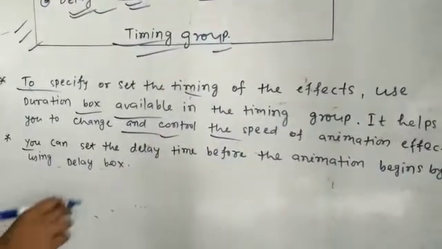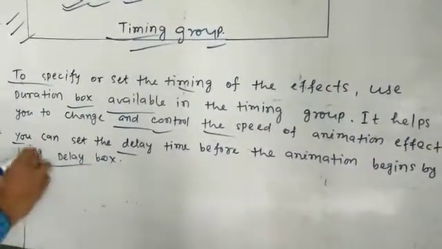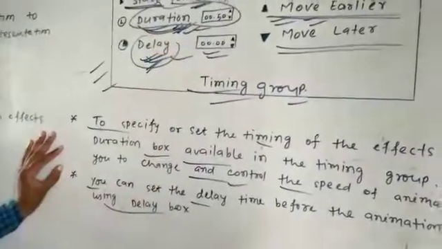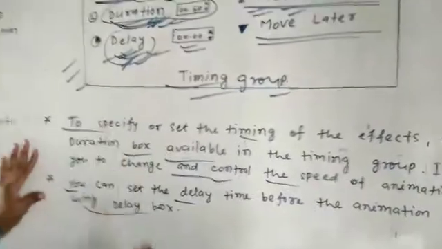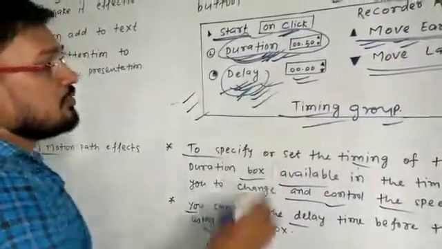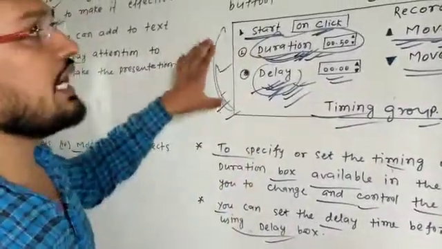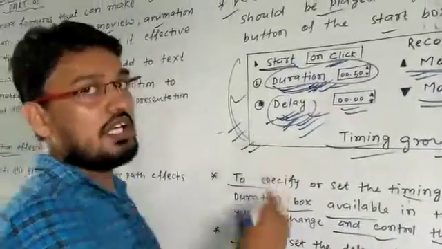Then you can set the delay time before the animation begins using the Delay box. We can set the delay time before the animation begins using the Delay box. This is the Timing group, and we can apply it to our animation.